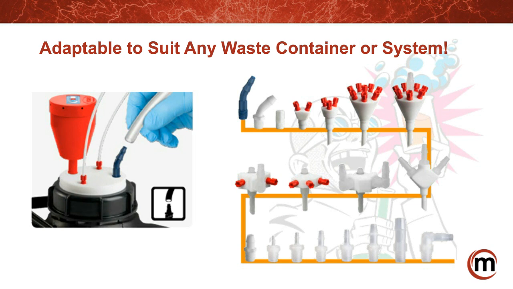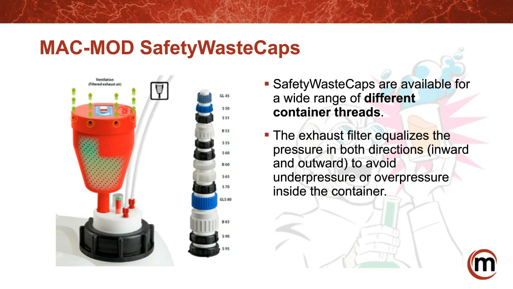There was a slide I mentioned earlier where they talked about the overpressure and underpressure. Let me go back a little bit. So yeah, the exhaust filter equalizes the pressure in both directions, inward and outward, to avoid underpressure or overpressure inside the container. So it doesn't really matter how fast you fill the waste containers. The vapors will still, there are little holes, as you see in the top of this thing, that I think are exhaust filters. So it does work to filter out bad air.